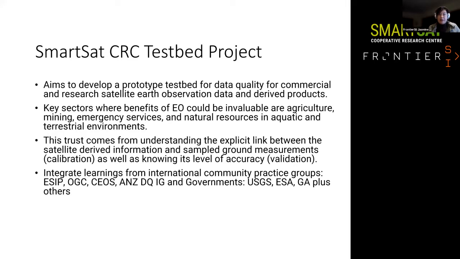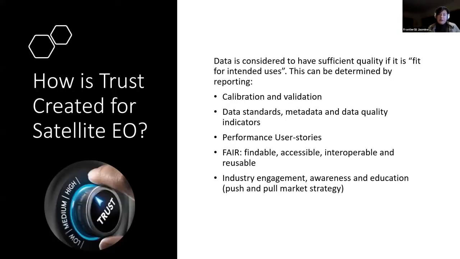So the trust comes from understanding that explicit link between the satellite-derived imagery and sampled ground measurements. And this is really important, because if that link isn't able to be established, then it is difficult to understand the accuracy of the data set. So how do we create this trust? This is through having rigorous calibration and validation programs for the imagery itself, having data standards, recording the metadata and the data quality indicators. I also feel that the performance is really important, and documenting that through user stories. So how are people using the data and how successful have they been? Using the FAIR principles and also the industry engagement. So talking to people, raising awareness and educating them about how they can use this data set.